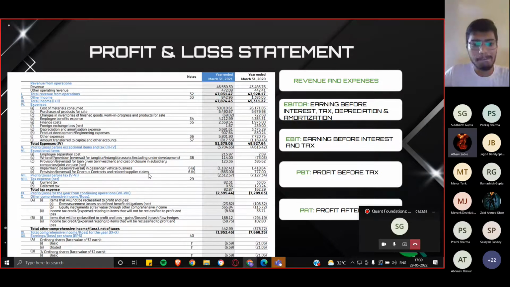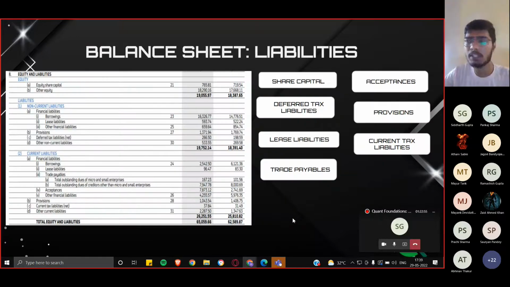What is lease liability? Lease is basically, suppose you are Tata Motors, and you want to operate in some sector, and you want one building to operate in. Then you are taking it on a lease, on a rent kind of thing. So you'll pay out the rents for the lease. That comes in the lease.